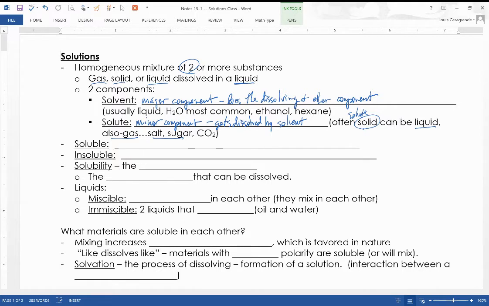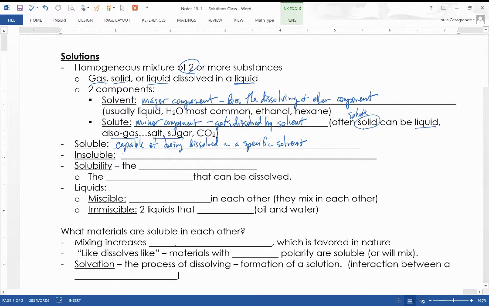Now, a couple of terms for us. Soluble is what you call something when it's capable of being dissolved. And we do have to specify being dissolved in a specific solvent. So as we saw in last week's lab, often something will be soluble in one solvent, but not soluble in another substance. Insoluble is the opposite.